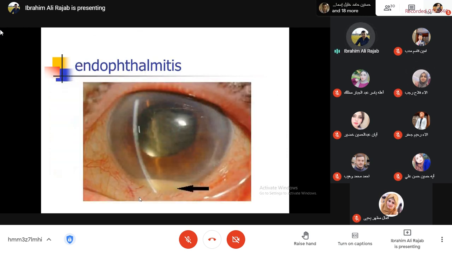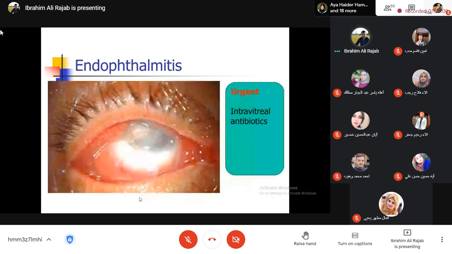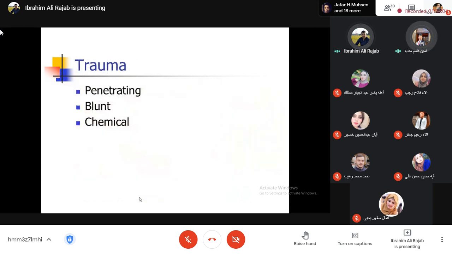Okay, so this is endophthalmitis, another picture of hypopyon, and you see through the pupil there is vitreous inflammation, which is called vitritis. Okay, this is a severe endophthalmitis.